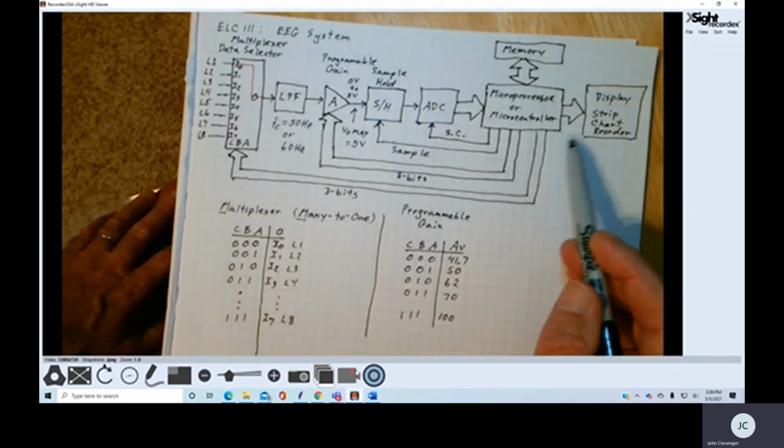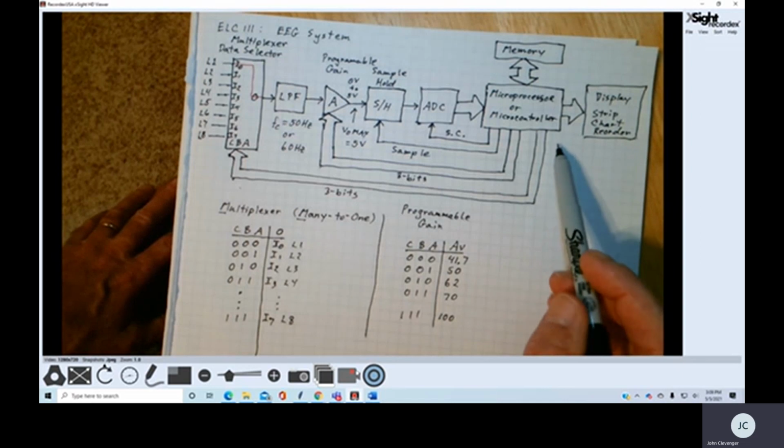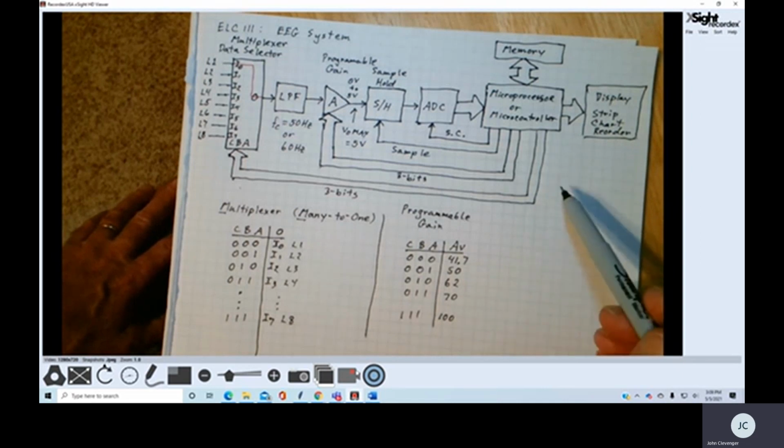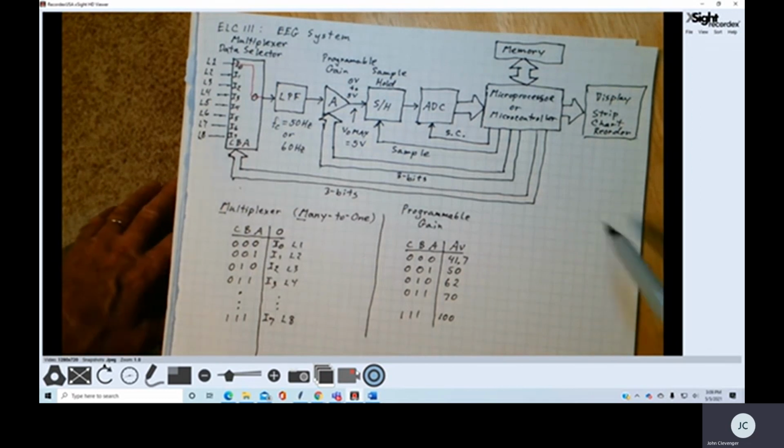Again, I ran out of room for my block diagram, but of course this could go to a wireless telemetry system. It could go to whatever mechanism we're going to use to transmit this information from one place to another. So we've got a lot of different options of what we're going to do with this information when we get done.